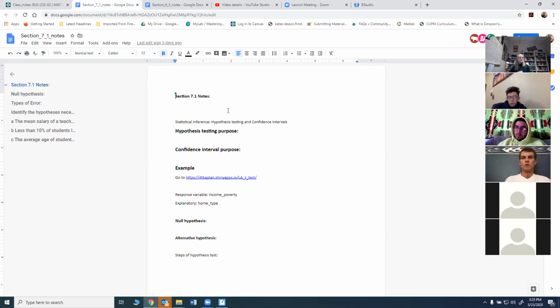This is about statistical inference. Statistical inference is where we're doing something called either hypothesis testing or confidence intervals. And so what I want to do is talk about what is the purpose of confidence intervals and what is the purpose of hypothesis testing.